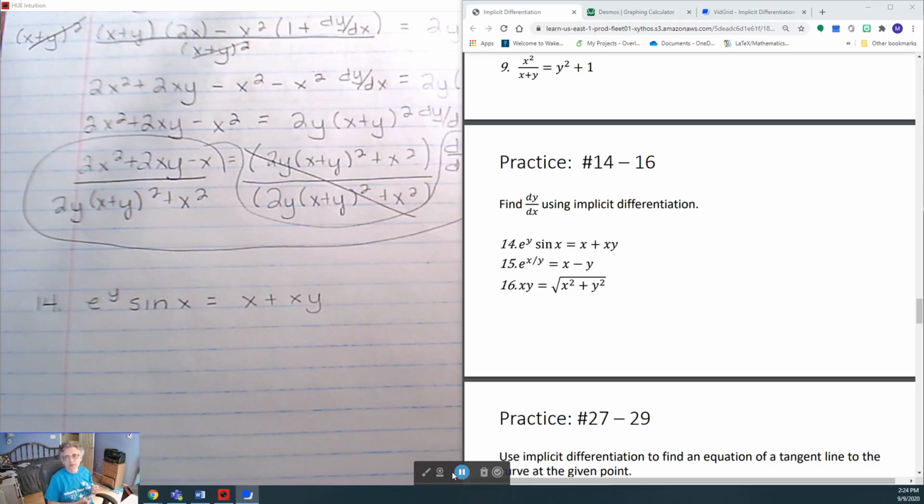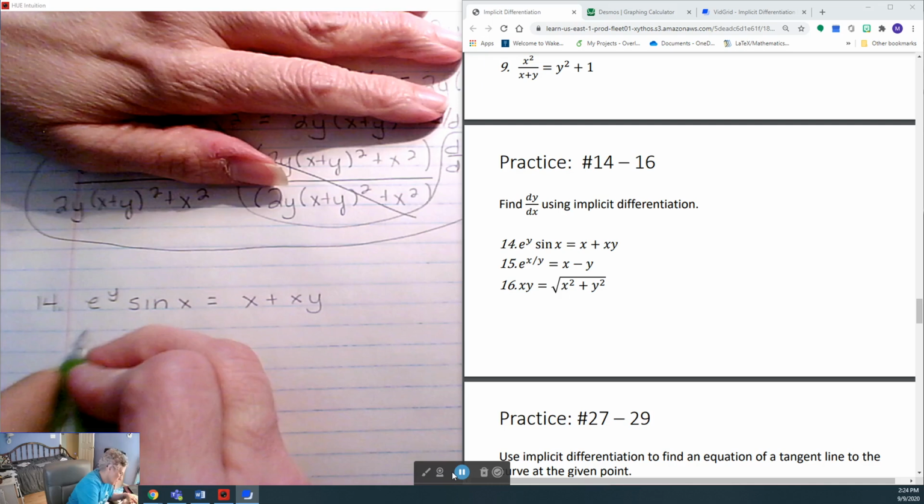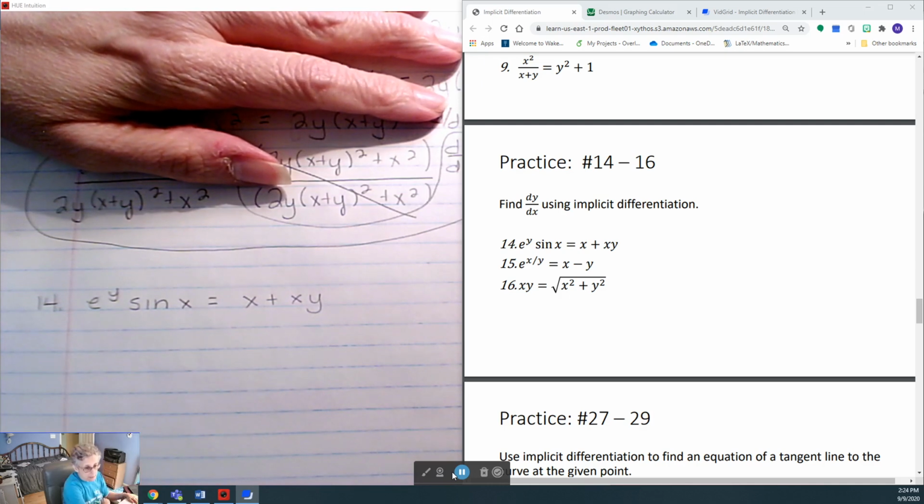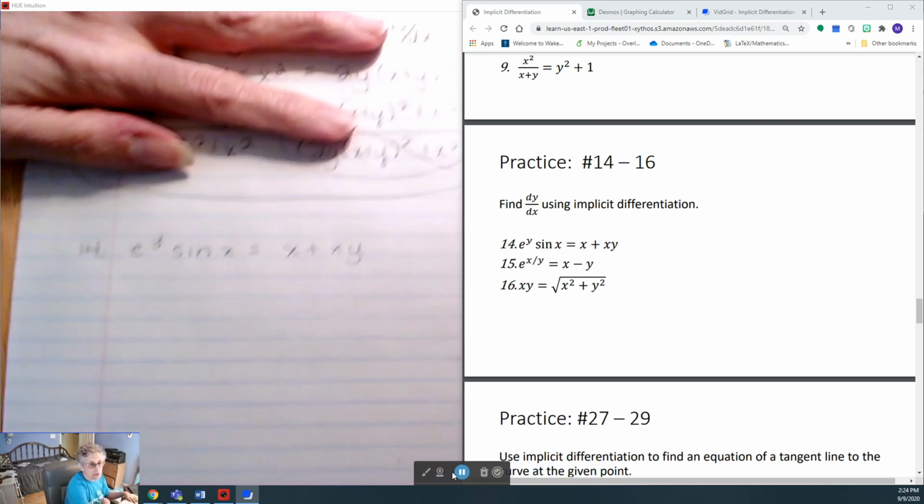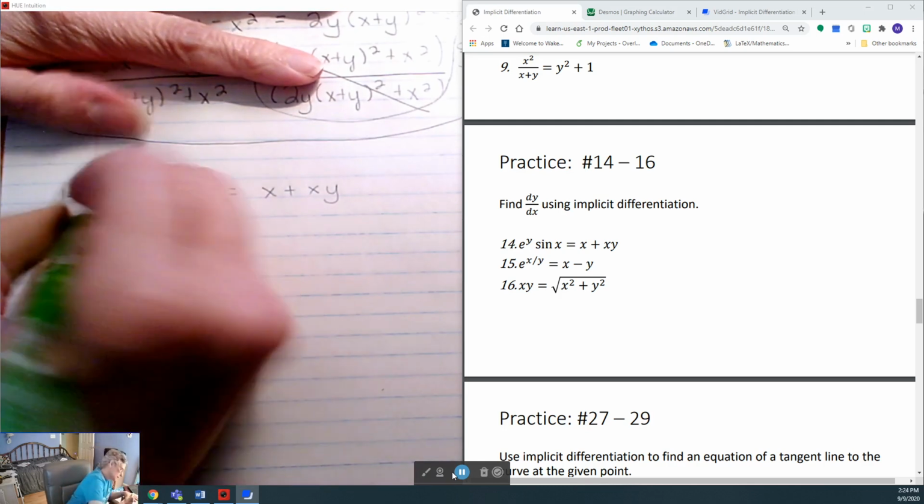Okay, I made it through 5, 6, 7, and 8. Didn't notice anything new or exciting, so I'm going to go on and start up with number 14 because it does look a little different. It has an exponential and a trig function in it. But it works exactly the same. Differentiate with respect to x.